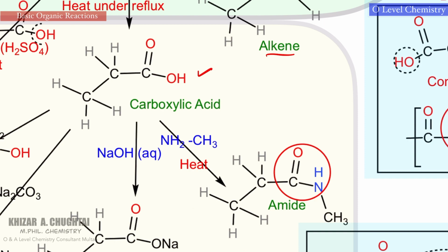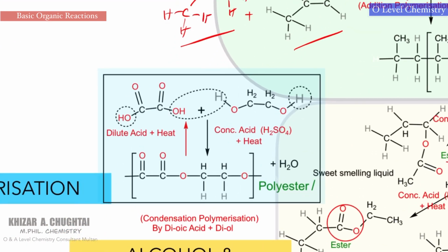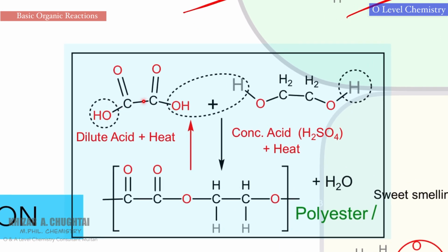Amide formation takes place. The last one is the formation of condensation polymers. Condensation polymers are formed when a dicarboxylic acid, normally the dioic acid, is allowed to react with a diol. A compound having two OH groups is generally said to be a diol. This is a general dioic acid and a general diol, and under the conditions of acid and heat, they react together and there is a condensation.